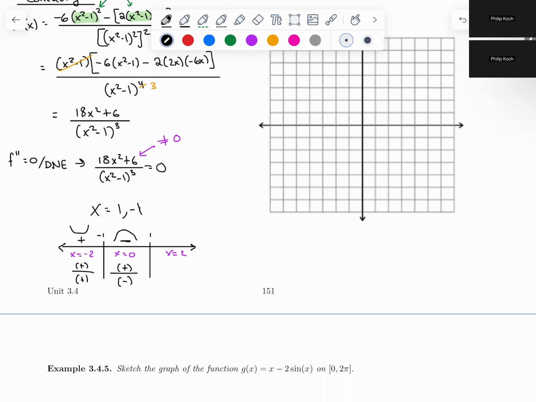So you're concave down. And last but not least, plug in 2. You'll get the same thing. The numerator is positive. Denominator will also be positive, so it's a net positive, which means it's concave up.